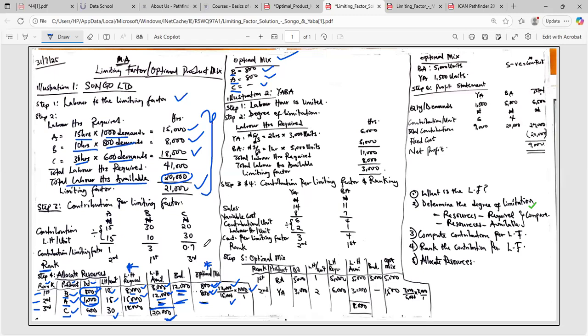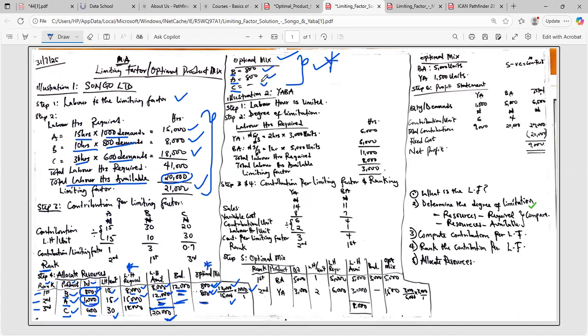Please, I will say it again. Once you compute your table, do not say the question said allocate resources and stop there. Once you allocate your resources, extract the final answer under your optimal mix and bring it out. I can view this table as a working. This is where they will allocate marks, so do not lose marks.